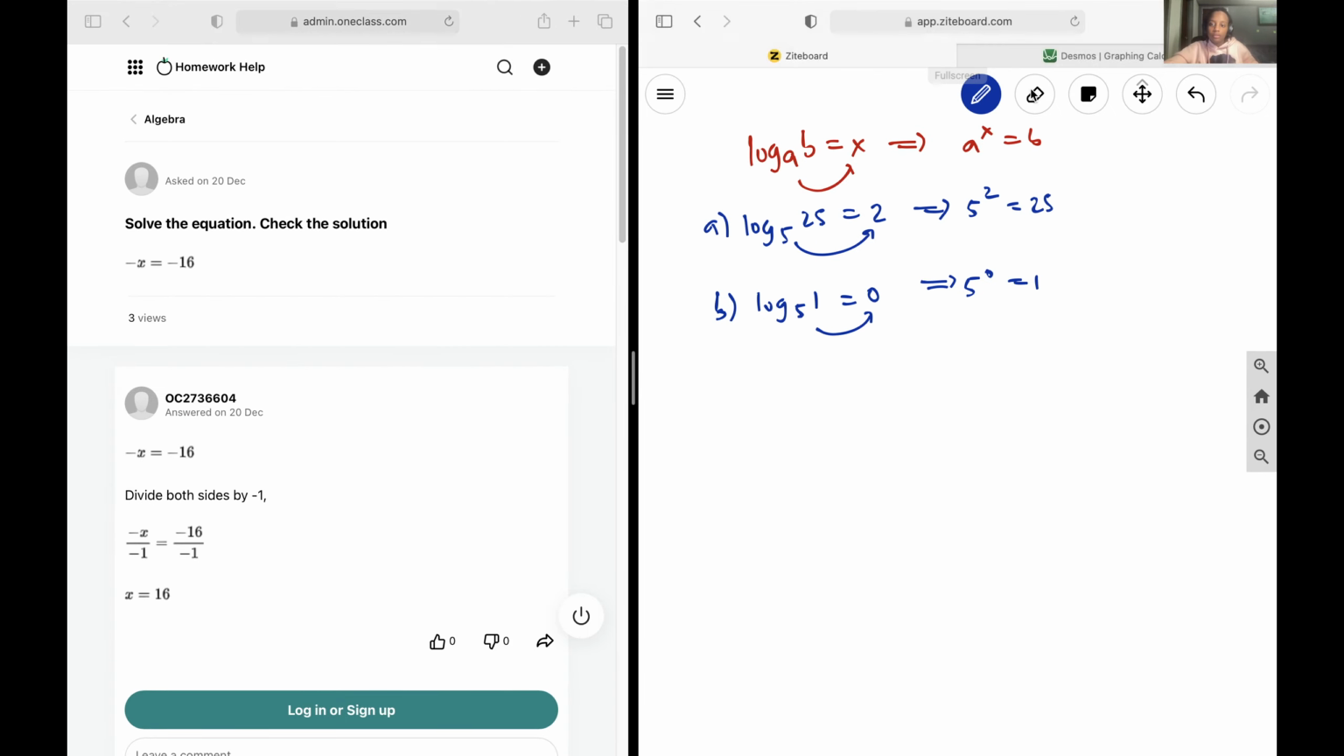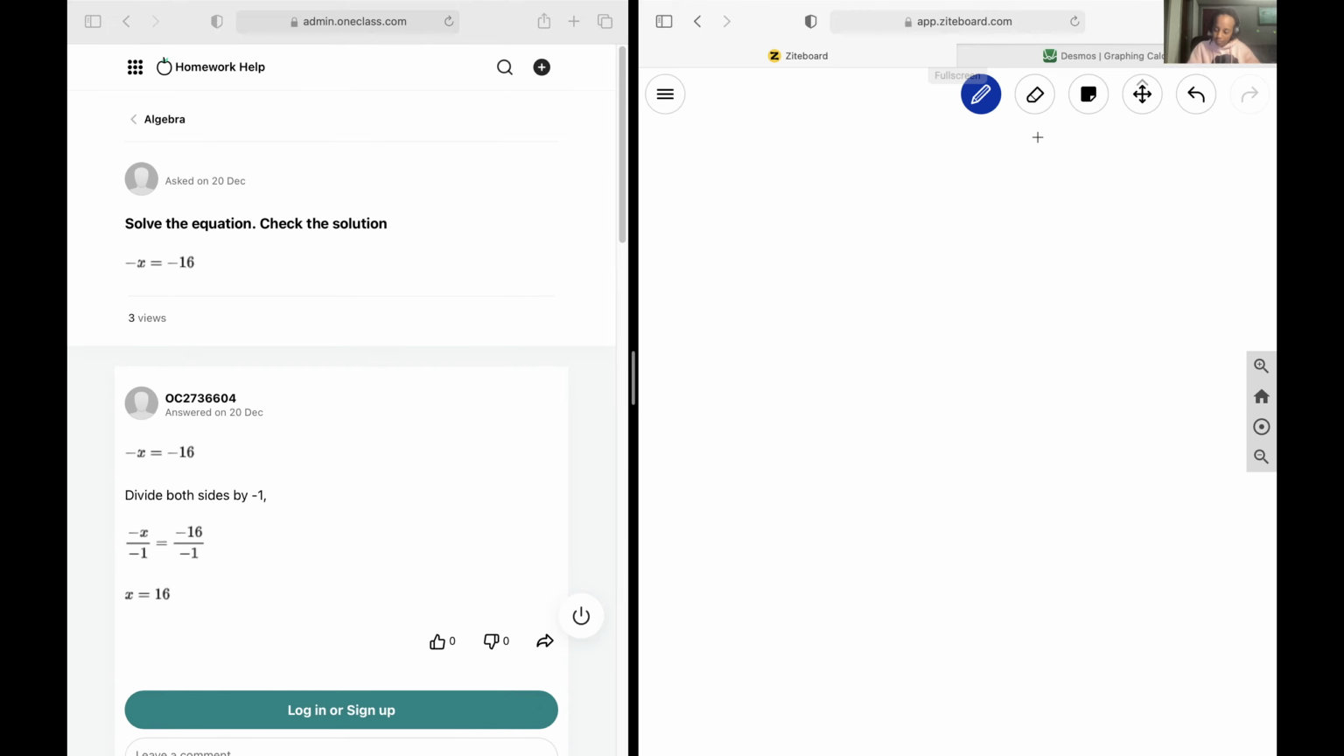Okay, this one is quite straightforward. We would like to solve the equation negative x is equal to negative 16. By solving, we mean we want it in the form x is equal to something. We can clearly get that if we just divide out negative 1 on both sides. These negatives cancel and these negatives cancel, so it becomes x is equal to 16. And that's our final answer.